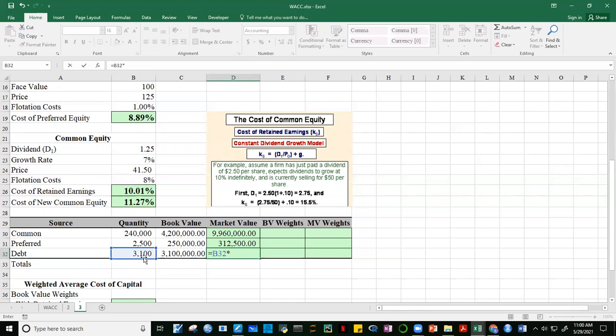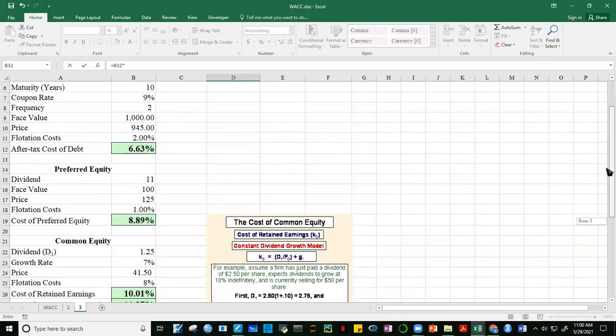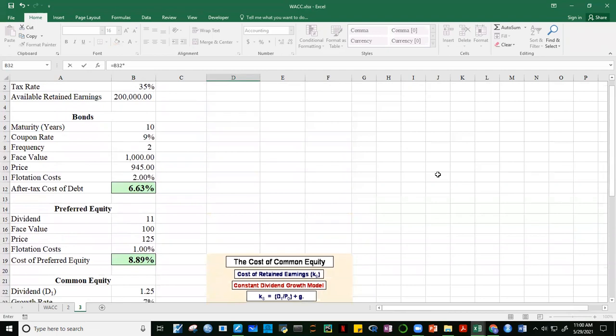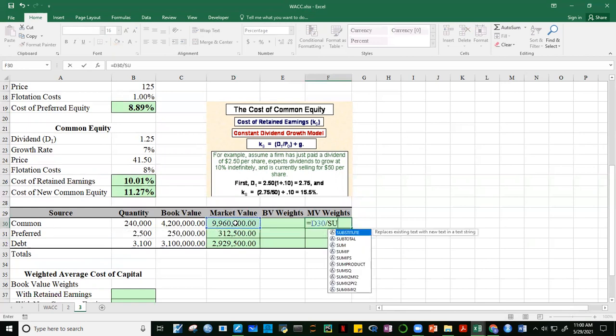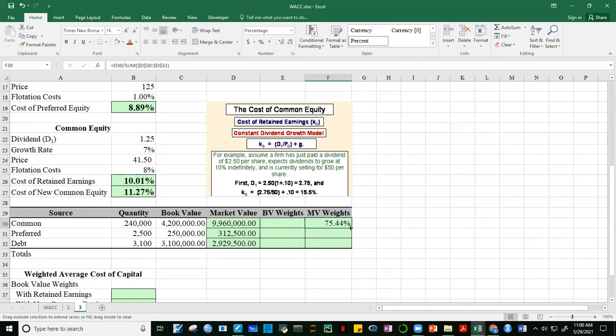Si debt naman, 3 times, 3 times, magkano yung price niya ngayon? The price is at 945. So that's at a discount. Okay. Therefore, we can compute now for the weights. This is equal to this divided by the total. The total of your market value. Fix natin to. Yan. So if you're using market value weights, guys, ito gagamitin natin.